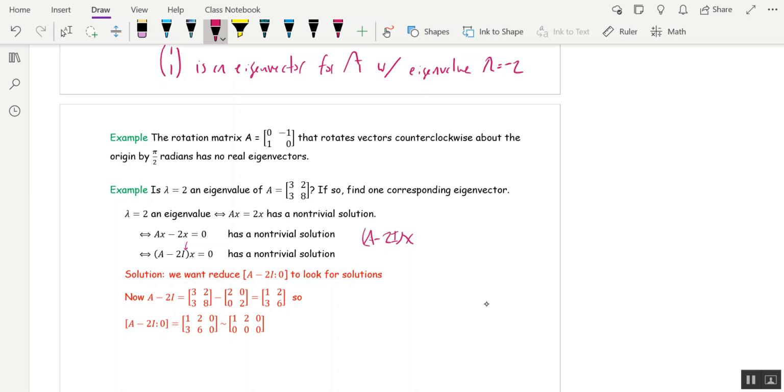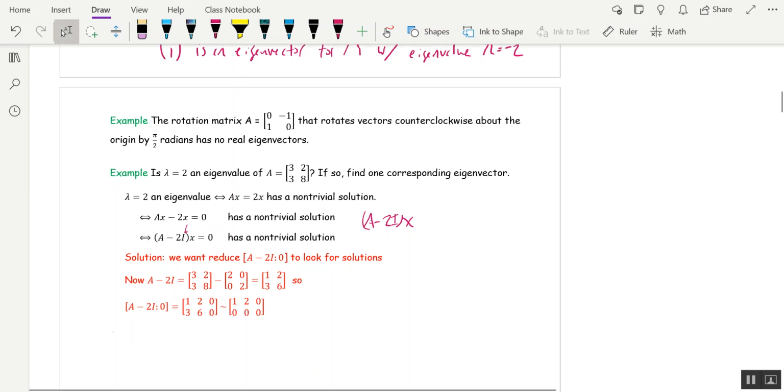Well, we can solve that. We're just going to reduce the augmented matrix A minus 2I, augmented with the zero vector. Let me just show you. You'll be able to compute A minus lambda I in your head very soon, but here's how to do it. When you subtract 2I, 2 times the identity just puts 2's on the main diagonal. So what you end up doing is subtracting 2 on the main diagonal from A. And so I end up with this matrix 1, 2, 3, 6. That's the one I want to reduce, augmented with 0.